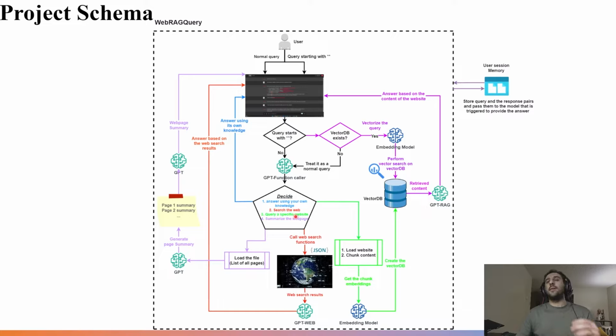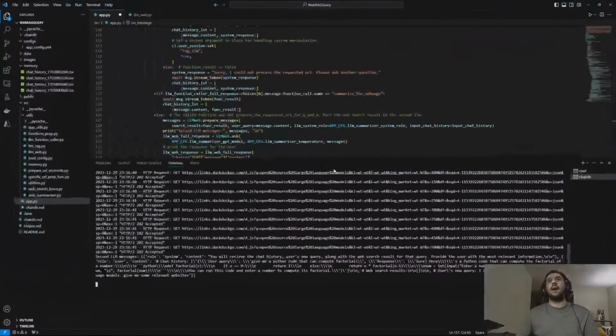Third is when I ask the model to prepare a specific website for Q&A. So this is where we are going to create this vector database, and we are going to design our RAG side of the system. Let's see how that can happen.